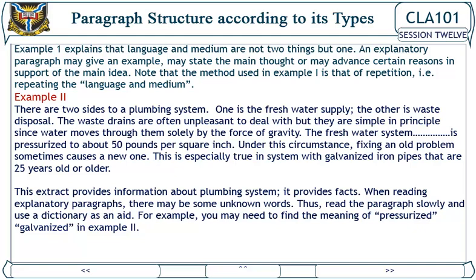It provides facts. When reading explanatory paragraphs, there may be some unknown words. Thus, read the paragraph slowly and use a dictionary as an aid. For example, you may need to find the meaning of pressurized, galvanized in example 2.